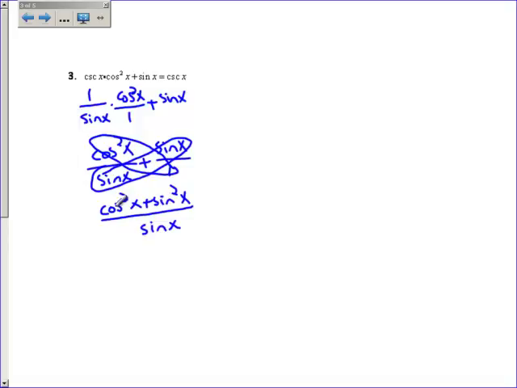And boy, oh boy, you've got to learn this first identity. Cosine squared plus sine squared. Everything is based on that. That is equal to 1. And 1 over sine x is equal to cosecant x. So we have proven that.